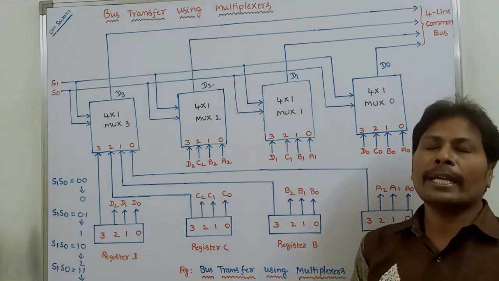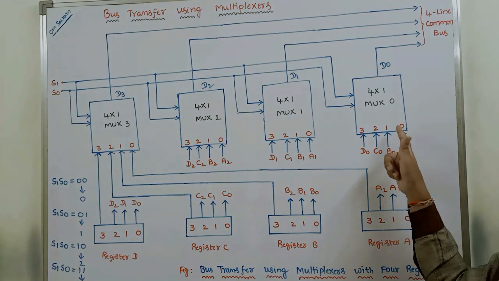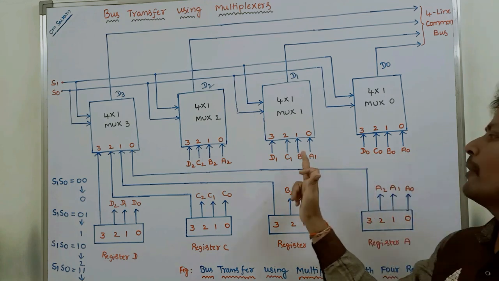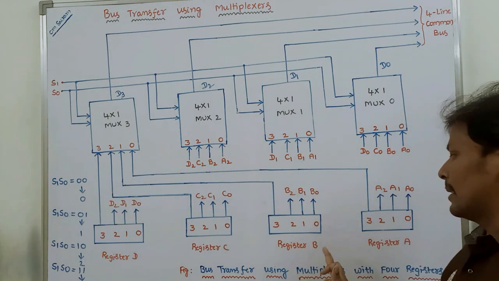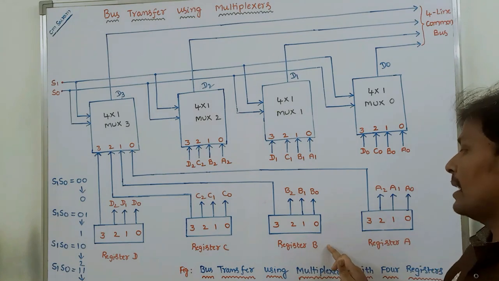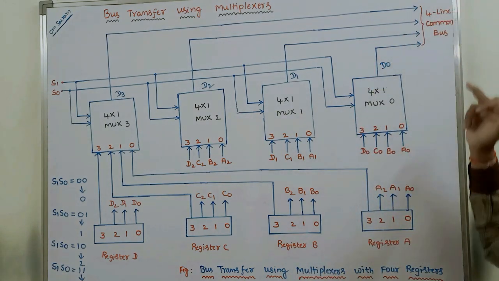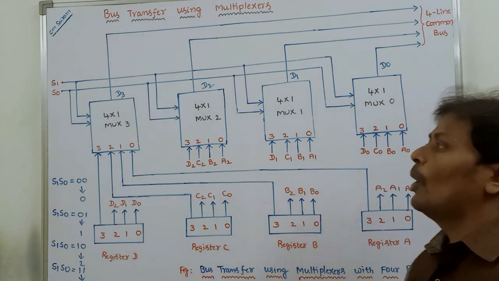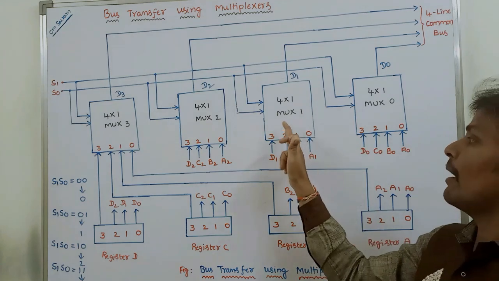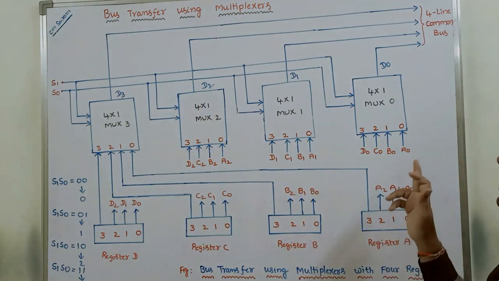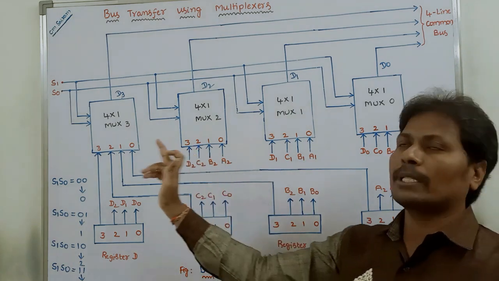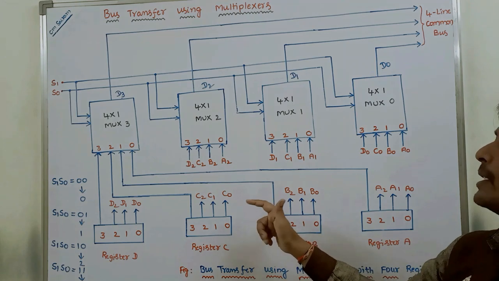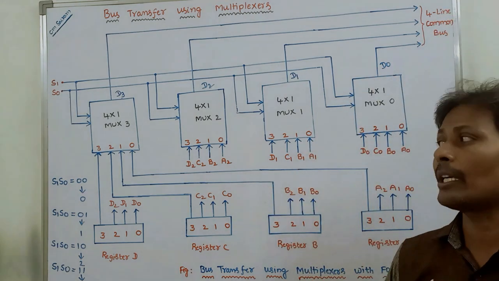S1, S0 is equal to 0, 1. We have to select one data input of four multiplexers. That is B0, B1, B2, B3. So that is register B is selected. The content of register B is transferred to 4-line common bus. S1, S0 is equal to 1, 0, we have to select the second data input of each and every multiplexer, that is C0, C1, C2, C3. So therefore, register C is selected. The content of register C is transferred to 4-line common bus.